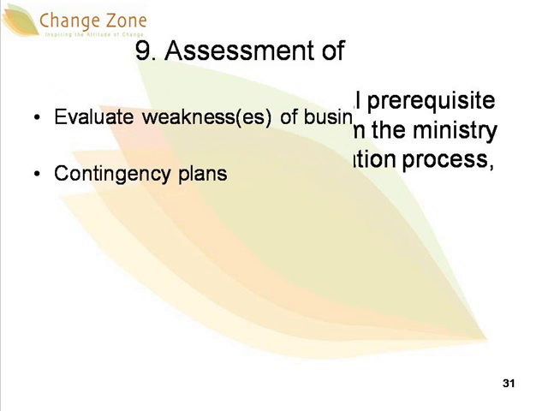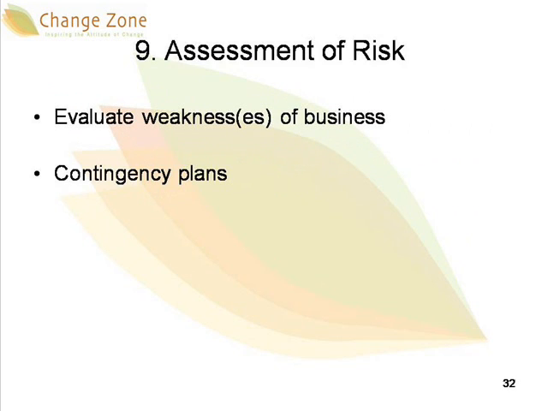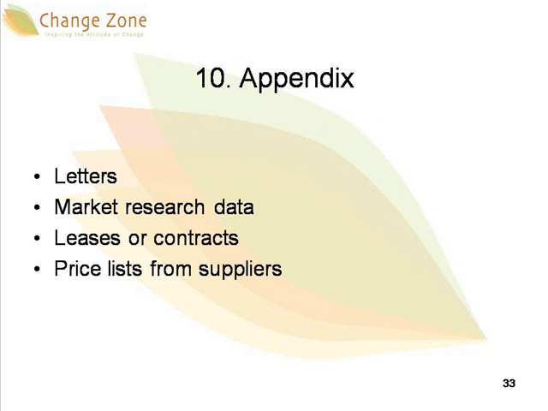Risk assessment. This part includes the evaluation of potential risks of the business, with different suggested scenarios to reduce the risk. It also contains a contingency plan in case risk could not be avoided. And finally, the appendix. Any extra information can be attached in this part. For example, rent contracts, letters, price lists, etc.